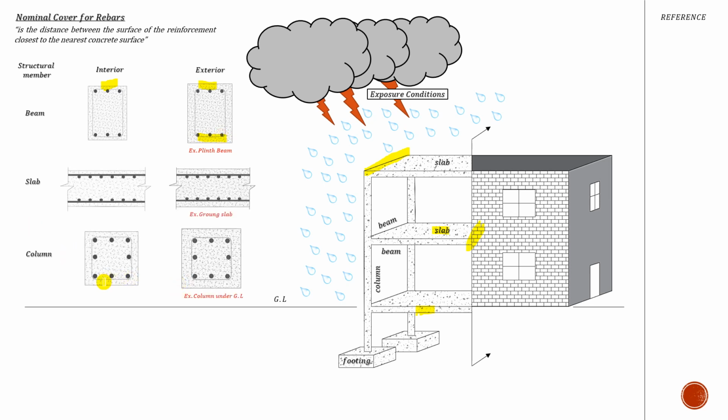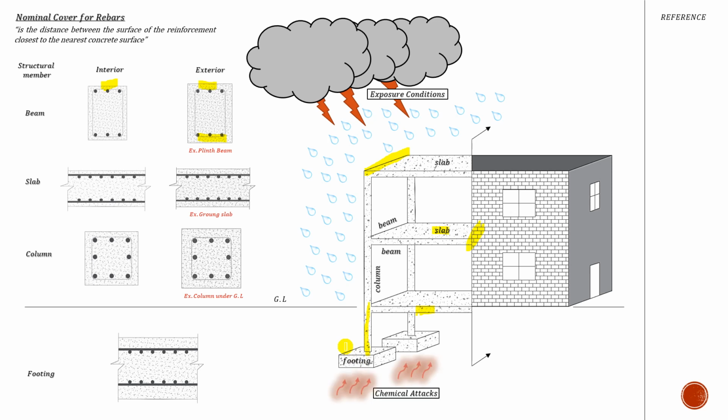You see this column here, I will not give it as deep a cover compared to the column here extending from the footing up to the plinth beam. This is underneath the soil, so you have to protect it against what's in the soil.